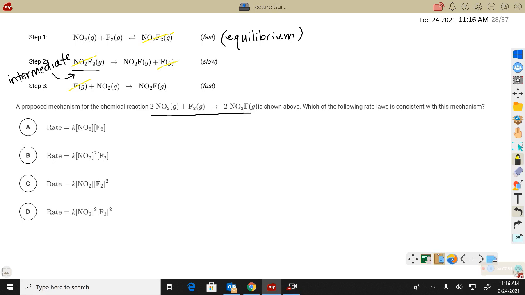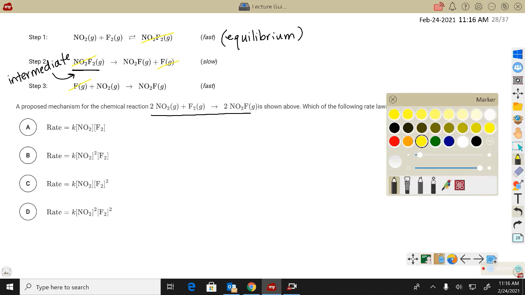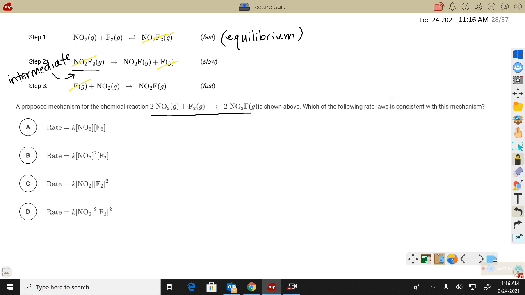When you have an early step that is an equilibrium step, it really means that this intermediate is equivalent to all of this, that they both are formed and consumed and present at the same time. And so I don't want an intermediate to show up in my rate law, because obviously that intermediate is not something that I'm going to study in the lab. That's not something I can control in a lab setting.